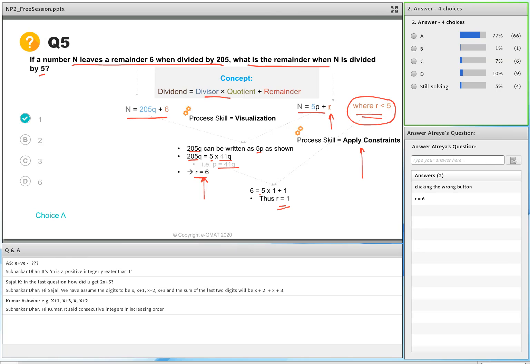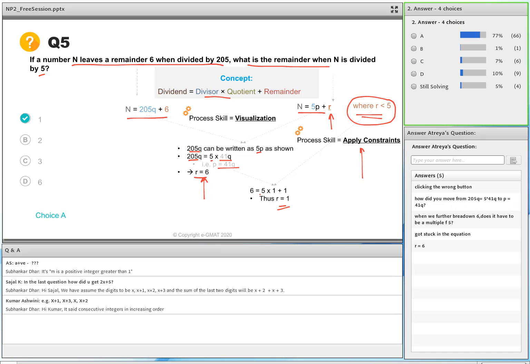Okay, you clicked the wrong button. But again, if you click a wrong button, you can always change your answer. I guess that won't happen the next time. Got stuck in the equation. All right. So again, it might feel a bit difficult to get this equation in your head, to try to solve all questions through this equation. But trust me, guys, we'll go to question number 8, 9, and 10, and in those three questions, you would essentially understand the importance of this concept.